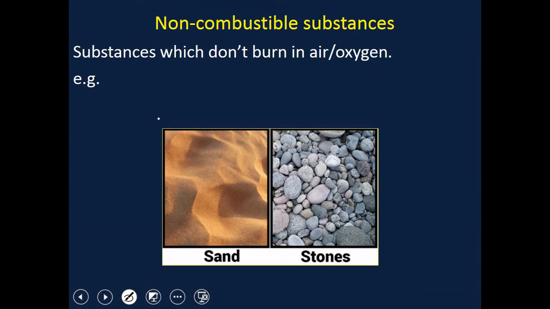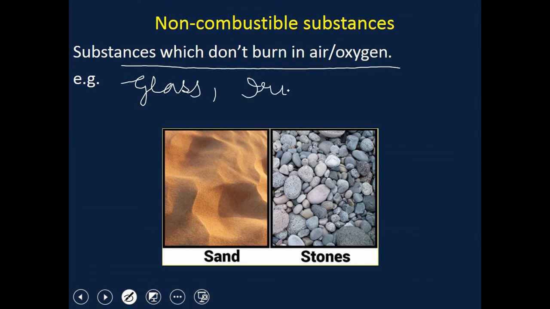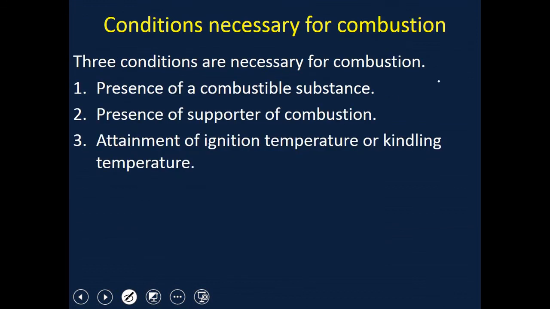Then we will discuss the non-combustible substances. Substances which don't burn in air or oxygen are called non-combustible substances. We have various examples of non-combustible substances, like glass and iron nails, and a few examples have been shown in the picture also. Sand is an example of a non-combustible substance. Stone is an example of a non-combustible substance. I hope these points are clear to you.